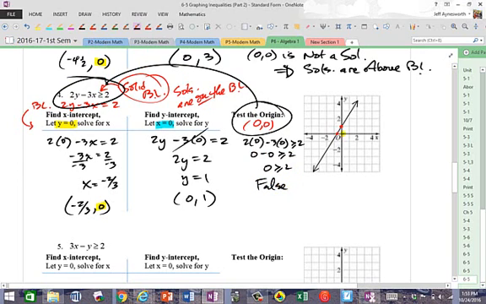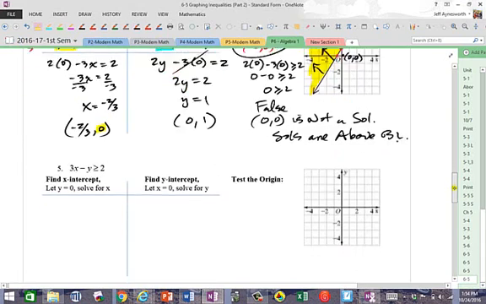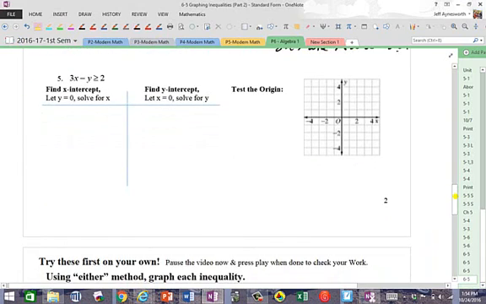Now here's the origin right here. It's below the line, right? So 0 comma 0 is not a solution. That tells me that the solutions are above the boundary line. So they're up here. What we do is take out our highlighter and shade up here. Okay, and that's how the game is played. All right, let's do a little bit more practice here.